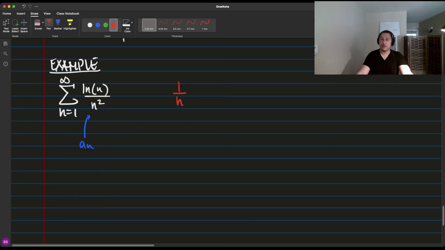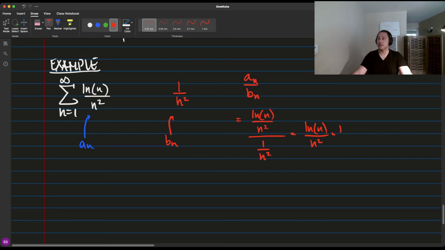We can compare it to 1 over n squared. If that's our b_n, we need to look at a_n over b_n, which would be natural log n over n squared divided by 1 over n squared, which would give us natural log n over n squared times the reciprocal, n squared over 1. The n squareds would cancel, leaving us with natural log of n. That limit would go to infinity. If the limit goes to infinity, we can only make a statement if the b_n diverges. Well, the b_n doesn't diverge, so that's not going to work.